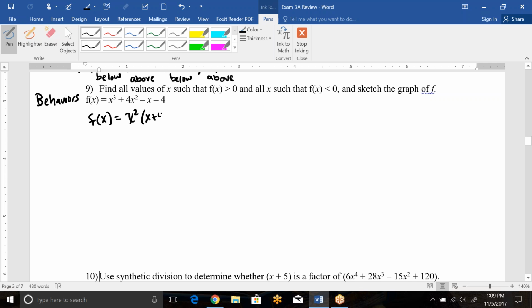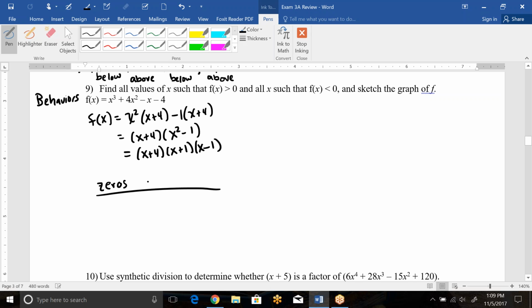So that would be an x plus 4 minus a 1 we can pull out, and that's also an x plus 4. So this is x plus 4, x squared minus 1, and then that factors into x plus 4, x plus 1, x minus 1. Okay, and then my x-intercepts, remember they're my zeros. That is -4, I put them in order from least to greatest, then -1, and then +1. So make sure those are in order so it makes sense when we read from left to right.